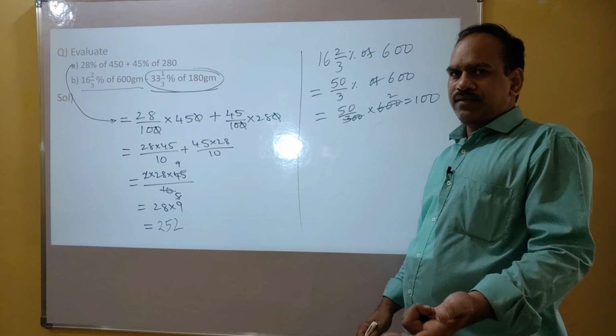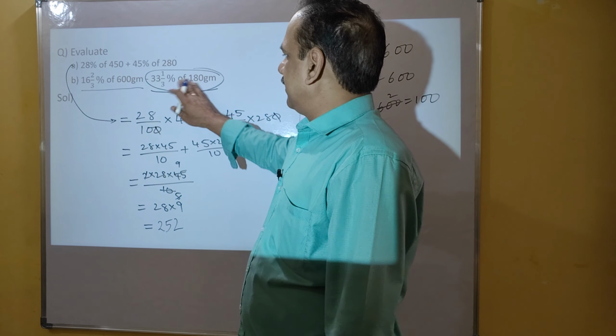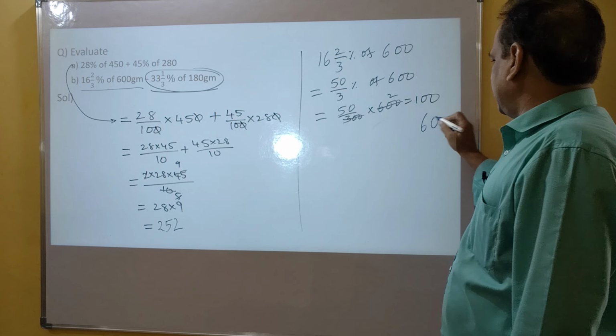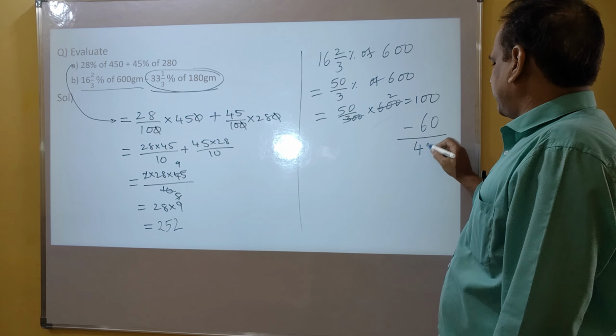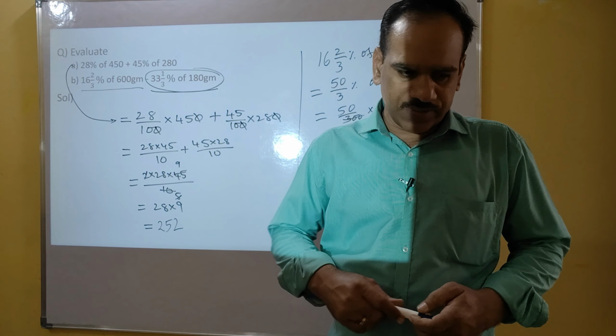33 1/3% is nothing but 1/3. 33 1/3% of x is 1/3 of x. 1/3 of 180 is 60. After subtraction it is 40. So the answer is 40.